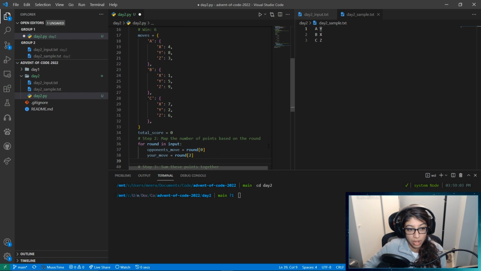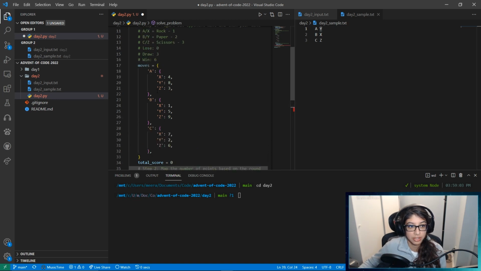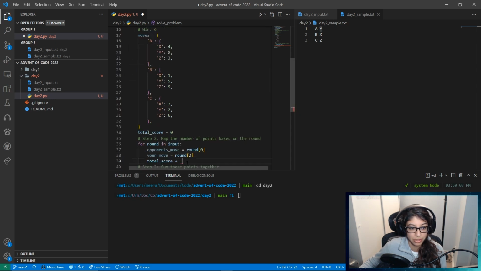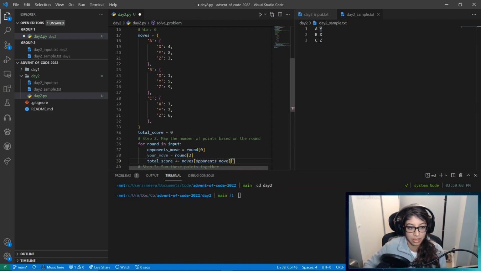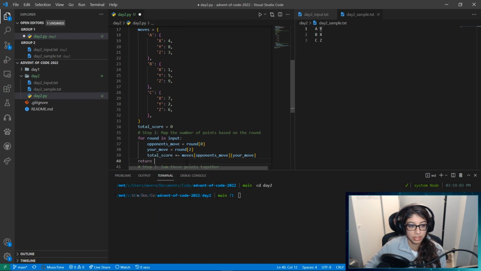So what we want is the total score plus equals, the opponent's move and your move, like by key. So opponent's move, your move, that'll give your score. So we're going to do moves at your opponent move, and then add your move. And then all we need to do is return total score.